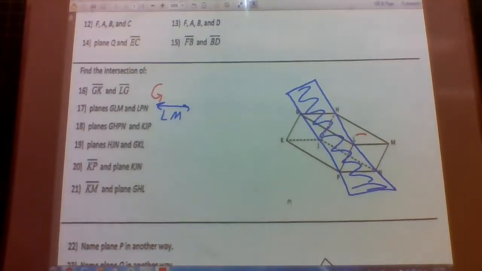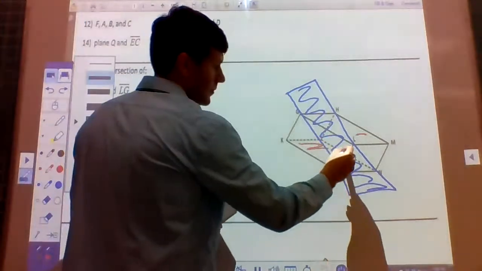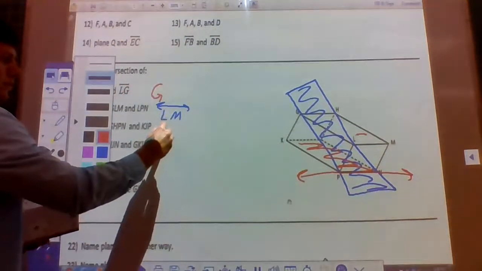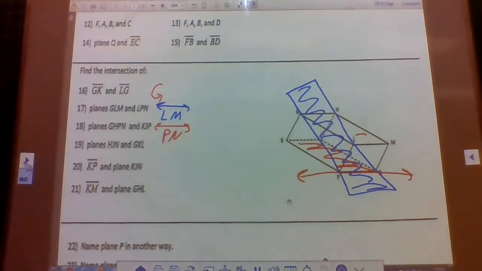And KJP. So that's the bottom. KJP is the bottom. So they're going to intersect here at PN. Okay. Planes HJN.